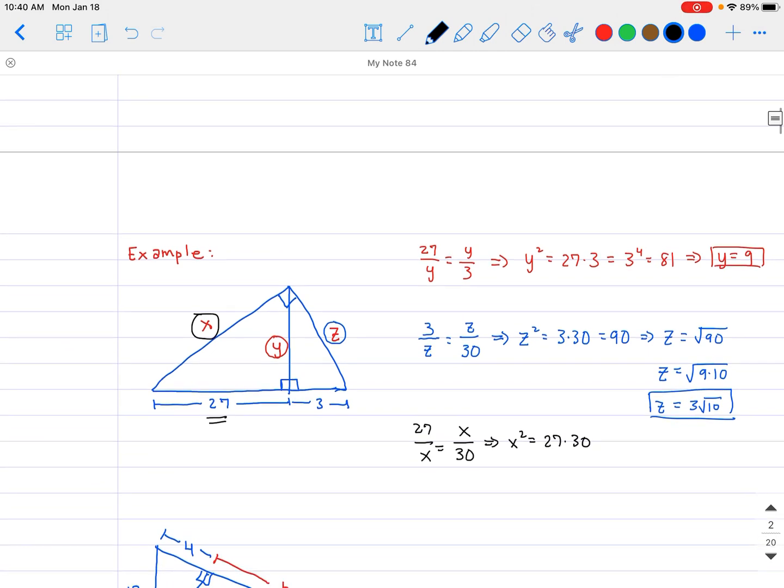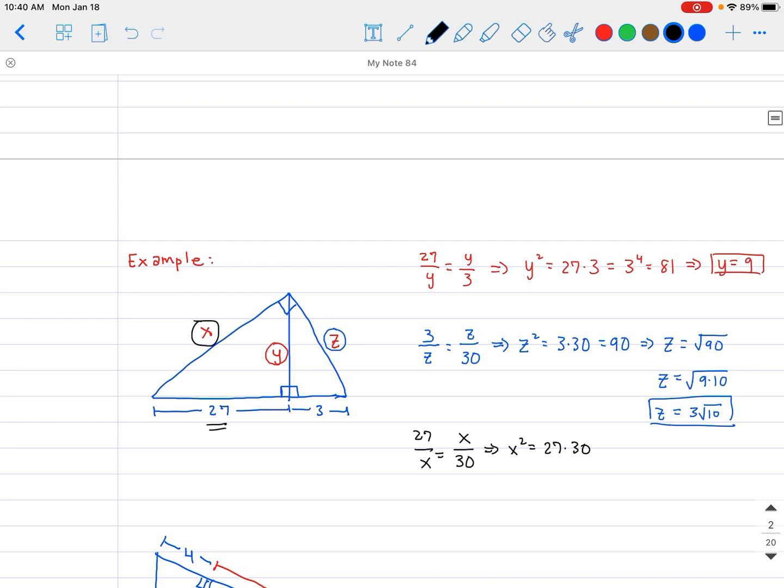And well, before we multiply all this out, let's just go ahead and see if we can make this a little bit easier for us. 27 is going to be 3 to the third, multiplied by 3, multiplied by 10. So x squared is equal to 3 to the fourth, multiplied by 10. So if I take the square root of both sides, then we have the square root of 10 multiplied by the square root of 3 to the fourth. Well, that's going to be equal to 3 squared, which is equal to 9. So then that means the answer for x is going to be 9 root 10 then.